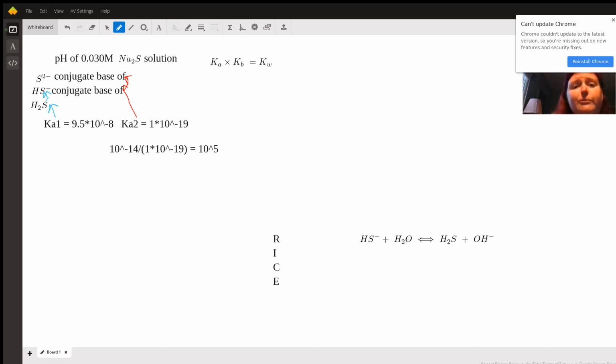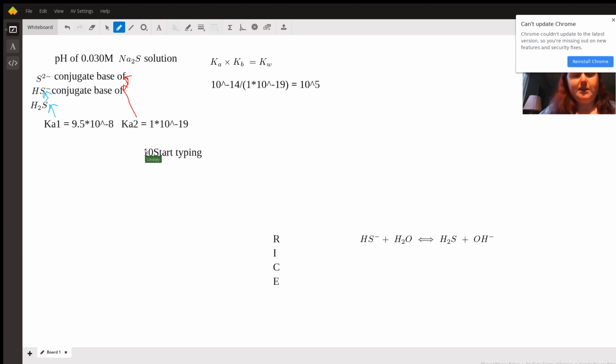What we know about equilibrium is that when we have an equilibrium constant that is several orders of magnitude larger than 1, it means that reaction goes essentially to completion. So we can assume that all of the S2 minus will in fact undergo a first hydrolysis reaction and be converted to HS minus. So it turns out to solve this problem, we actually need the Ka1 value, because it's the equilibrium between H2S and HS minus that actually determines the pH of this solution. So we need to do the same calculation again.